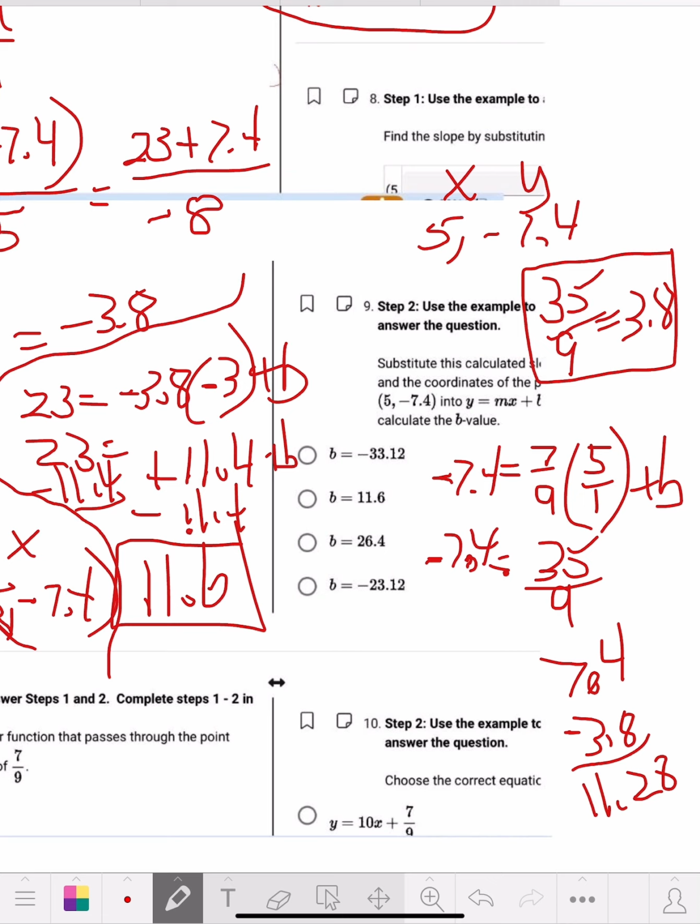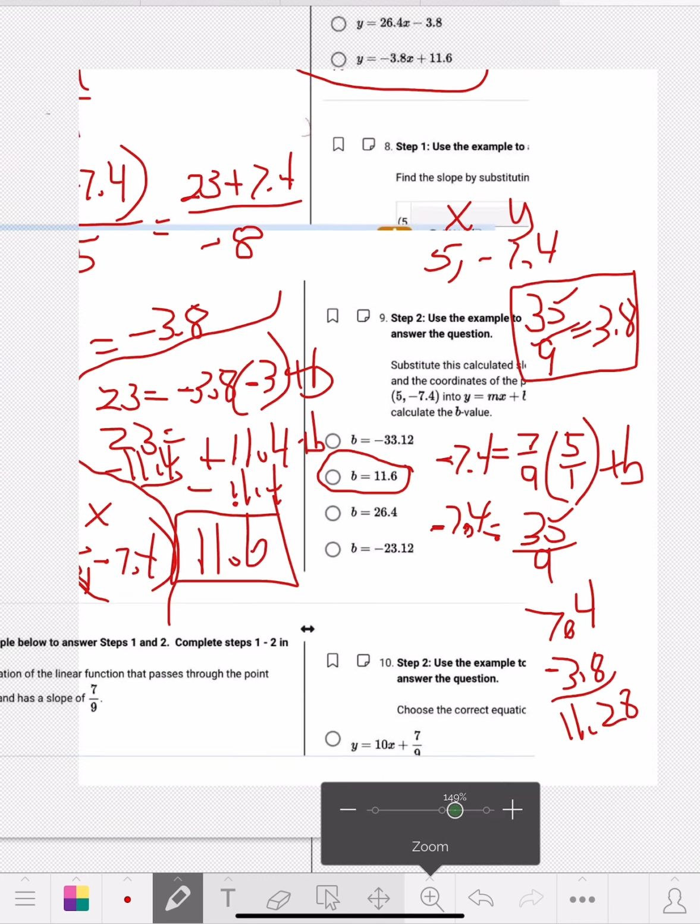But none of these other ones really fit at all. So I picked 11.6. I don't know why they were a little off of mine, but that's the answer. I got 11.28, but they wrote down 11.6. I don't know if that's a typo on their part, but it is 11.6, I know it is. So I'm sticking with that.